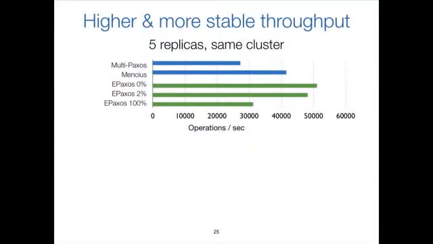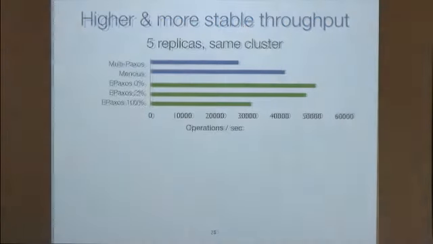Now, in the local cluster, we compare multi-Paxos, Mencius, and EPaxos to see how they fare with respect to throughput. This is a 5 replica scenario. EPaxos has different rates of command interference. 0% means that no commands interfere. 100% means that all commands interfere.